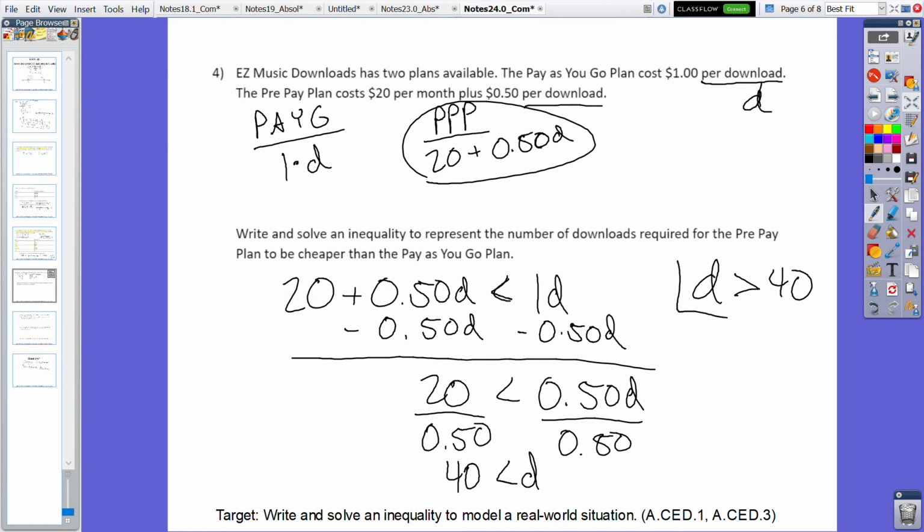And what this means here is that in order for the prepaid plan to be cheaper than the pay-as-you-go plan, I would need to download more than 40 downloads. So I have to be downloading songs more than 40 times in order for it to be cheaper.